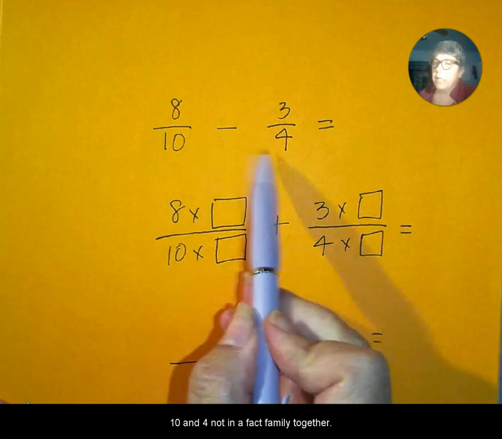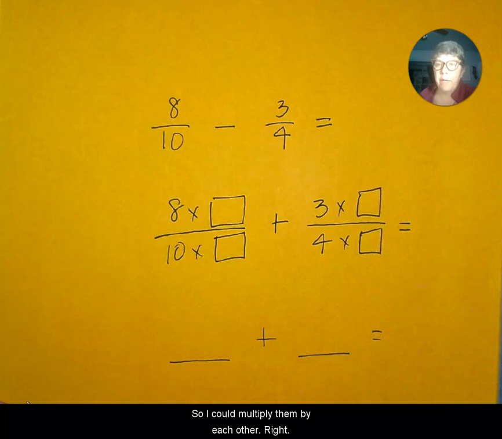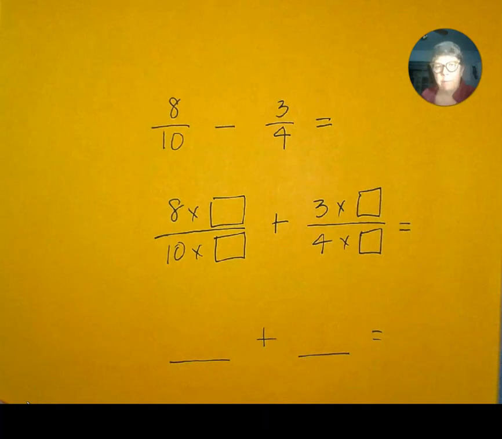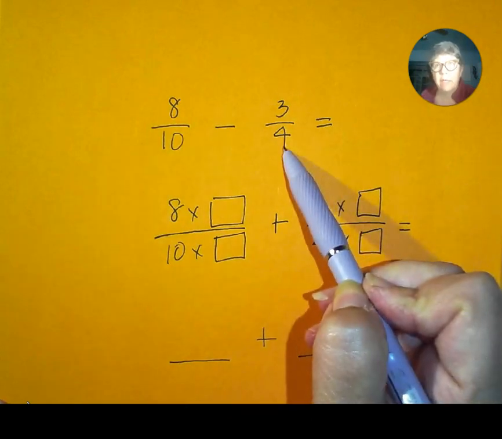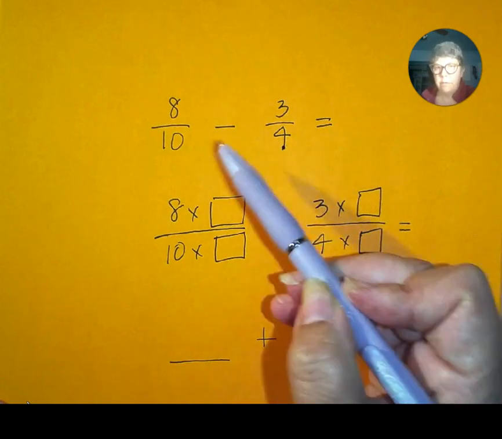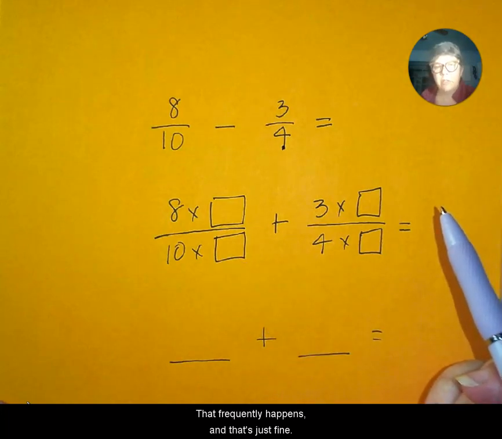10 and 4, not in a fact family together. So I can multiply them by each other, right? I can also think about other numbers that might work. So let's just think about 10s because they're easy to think about, right? 10, 20, 30, 40. Well, 40 is the first one that's going to be a multiple of 4, right? 4 times 10 is 40. Nothing else times 4 is going to be 40. So I'm going to have to multiply them by each other.